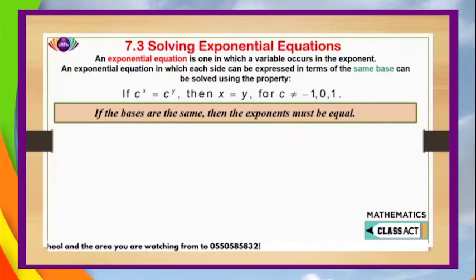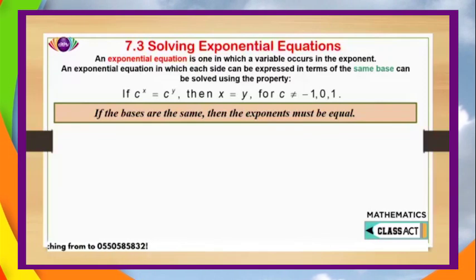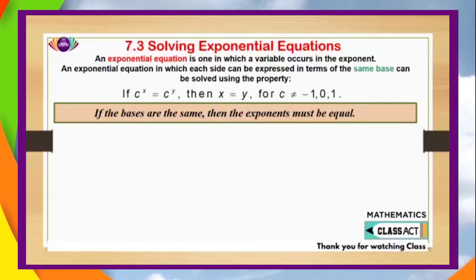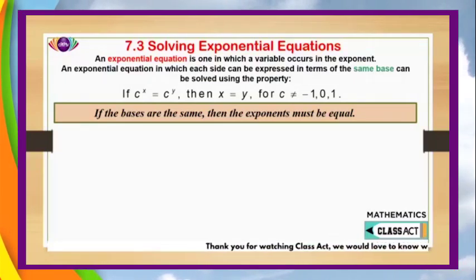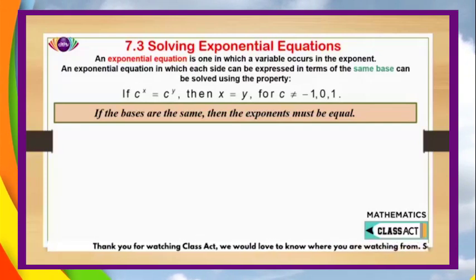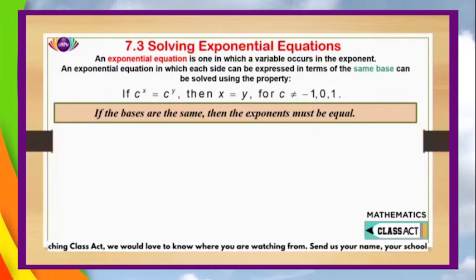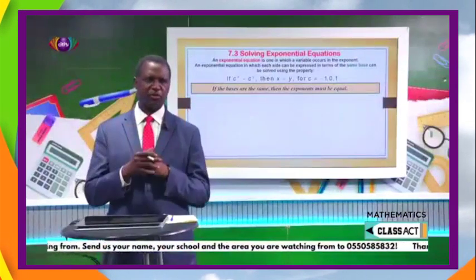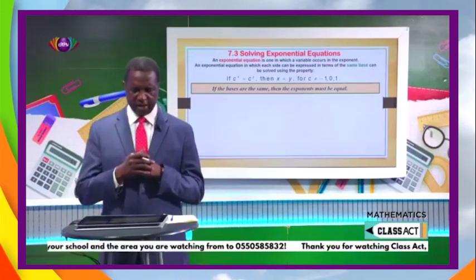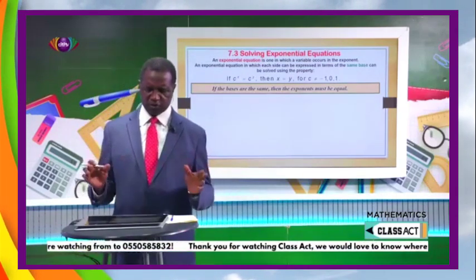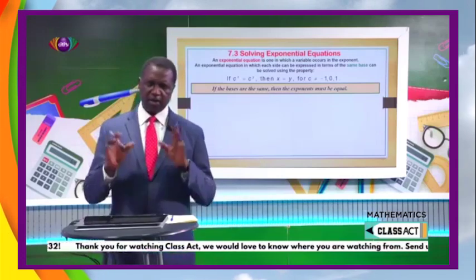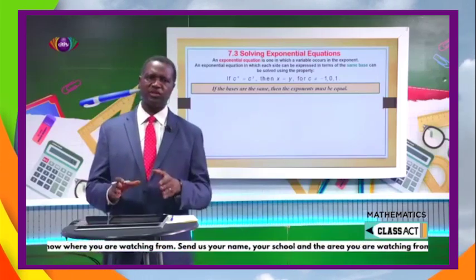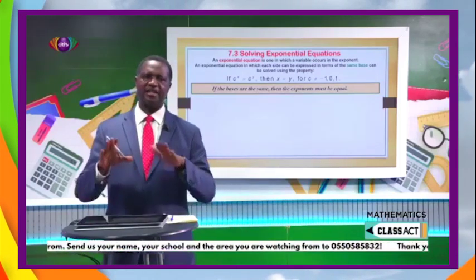So now we've talked about exponents. We begin to see how exponents behave. We've also looked at equations, and now we're going to look at exponential equations. Those are equations where the unknown is in the exponent, and you have to solve for it. We always have to understand that you can only solve exponential equations when the bases are the same.